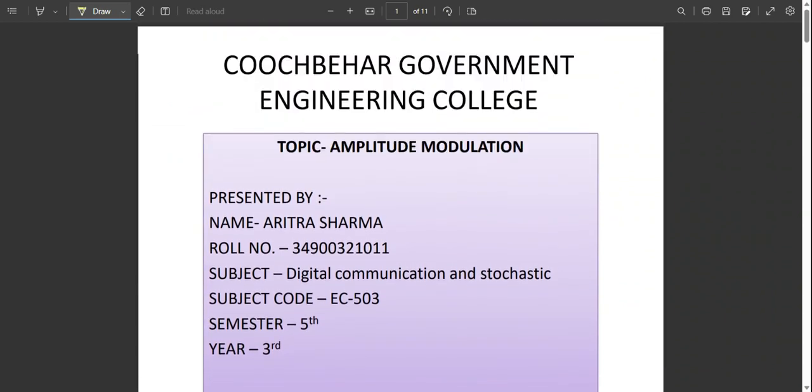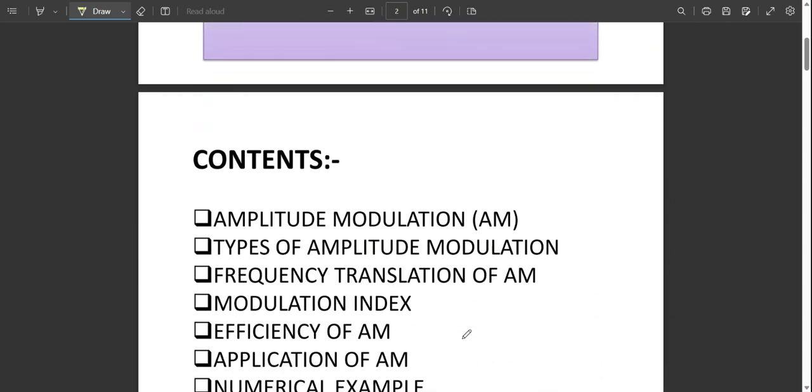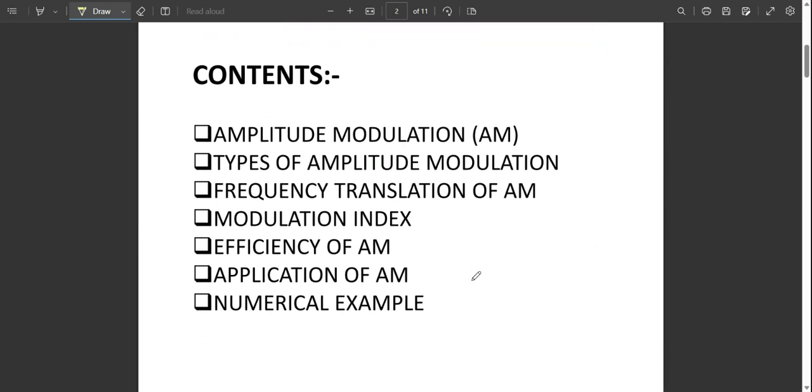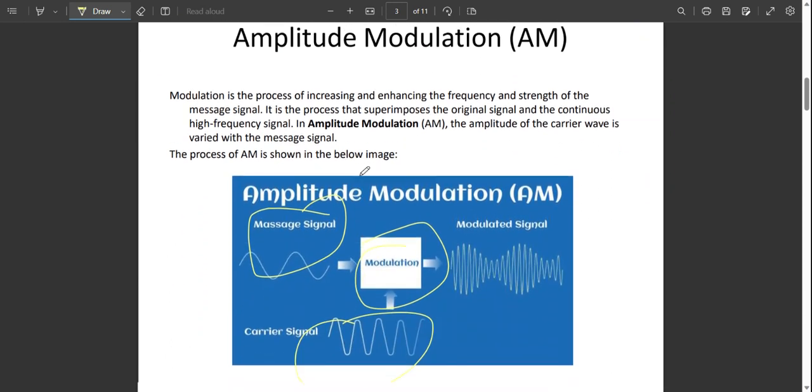Today, I am going to discuss amplitude modulation. Amplitude modulation is a very important aspect of analog communication. So, today we are going to have our content like that. We are going through amplitude modulation, types of amplitude modulation, and frequency translation, and then we'll be going through modulation index, efficiency of amplitude modulation, applications of amplitude modulation, and some numerical problems or examples.